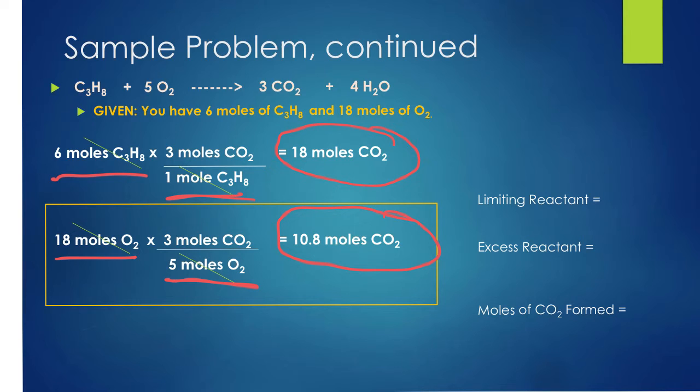So in reality, oxygen, in this case, was the limiting reactant. It produced the least amount of CO2. The excess reactant was C3H8. And so how many moles of CO2 were actually formed? Well, 10.8 moles, because that came from the limiting reactant. Now you could go one step further and turn those moles into grams or liters, but for now that's all we're looking at.